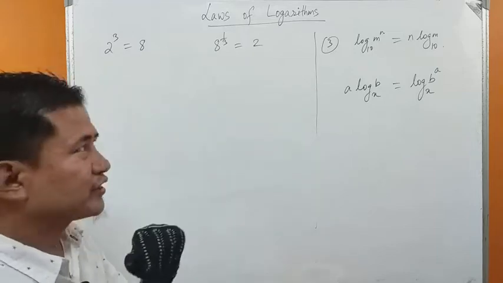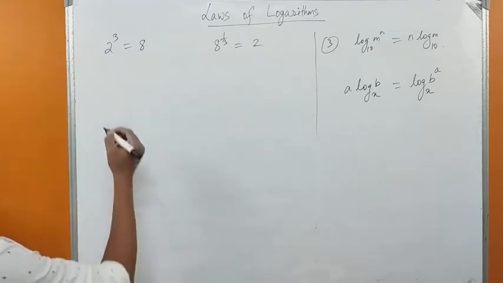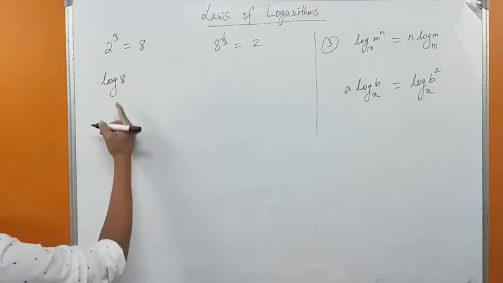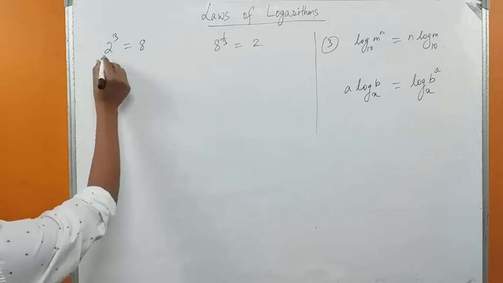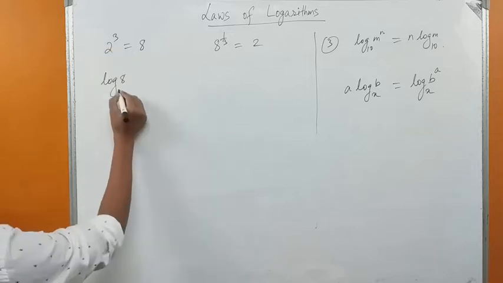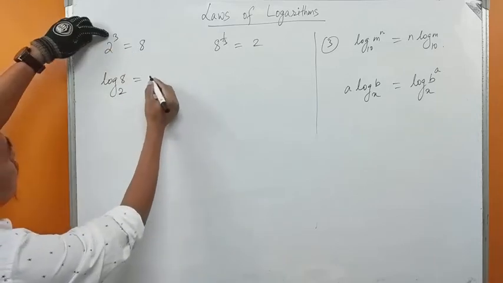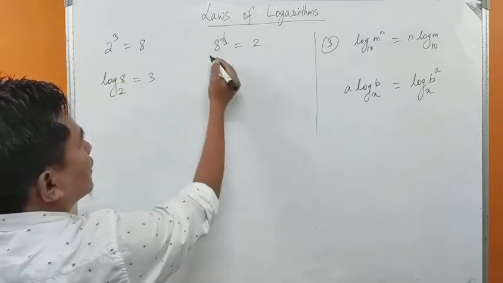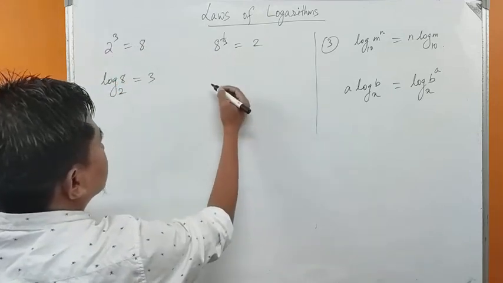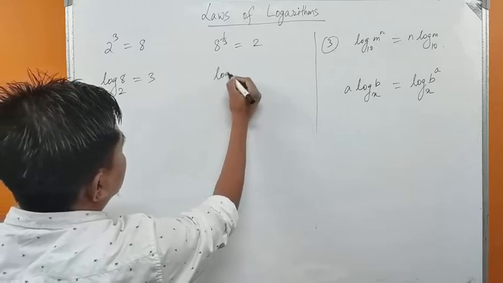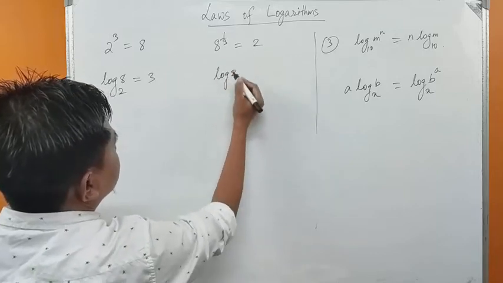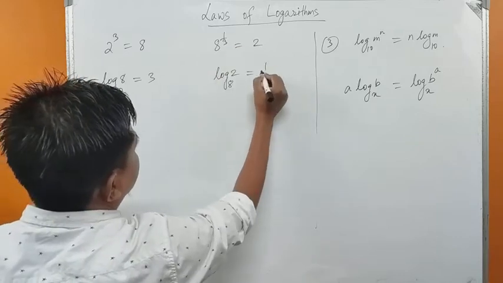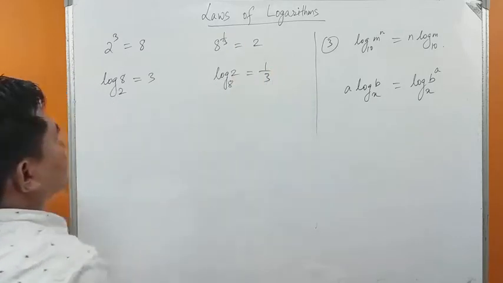So now let us convert these equations to logarithmic form. How do we do this? This 8 comes here as log 8 to the base 2. This is the base, isn't it? 2 equals to, the power goes to the right hand side. Here also we convert this exponential equation to a logarithmic equation. So log 2 to the base 8 equals 1 by 3. The power goes to the right hand side, isn't it?